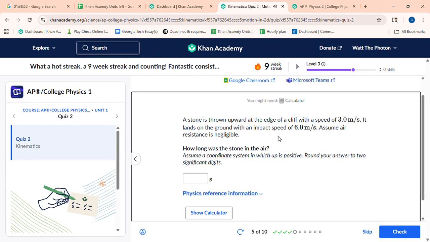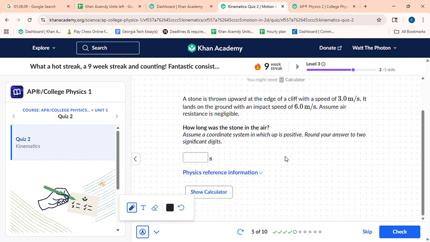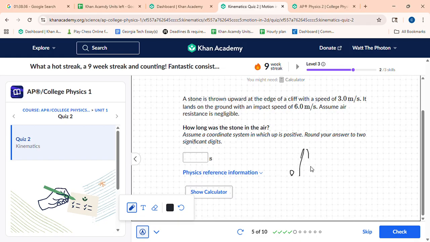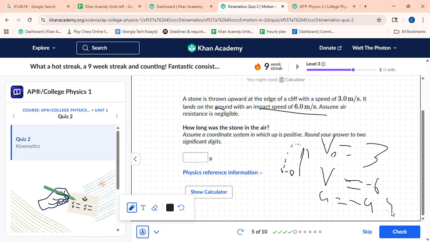A stone is thrown upwards from the edge of a cliff with a speed of 3. Okay, so we have a stone, we throw it upwards. So V0 is equal to 3. It lands on the ground with an impact speed of 6. So V equals 6, but -6 because it's hitting the ground. It goes up and then it goes back down. Acceleration is equal to -9.8.